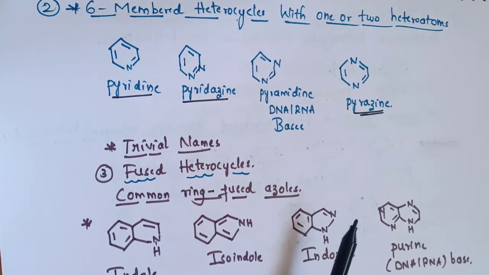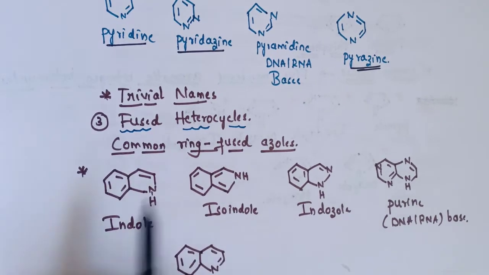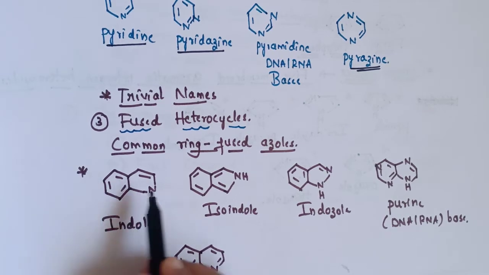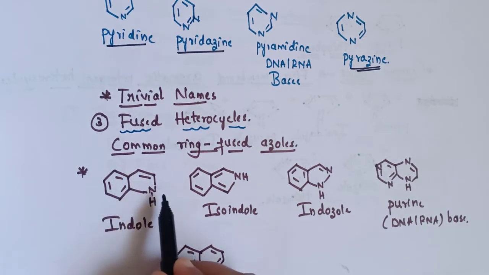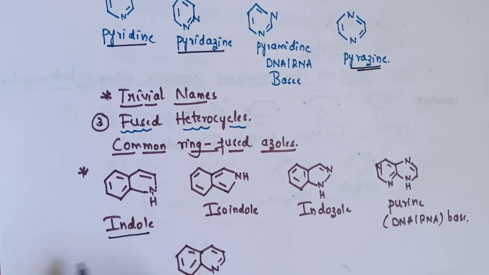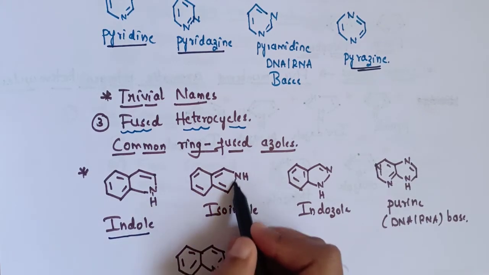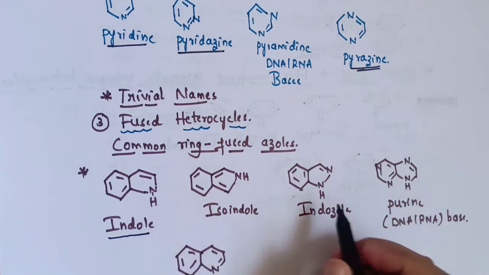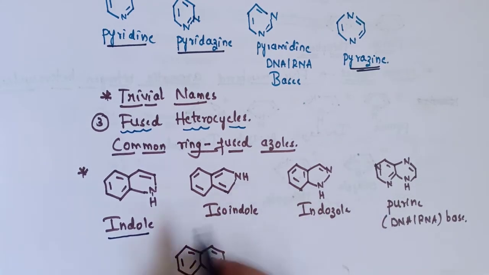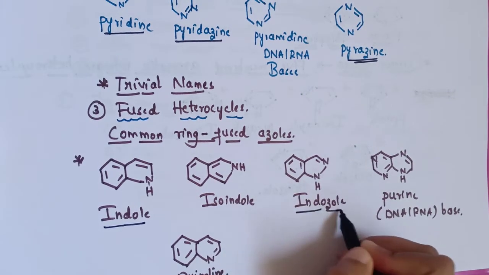Next, trivial names for the fused heterocycles. Here, common ring fused azoles. It is a 6-membered ring and also a 5-membered ring. Here one of the carbons is replaced by nitrogen. It is called indole, and next you can see the position of the nitrogen is shifted, so it is called isoindole, and this is called indazole. Just compare the positions of nitrogens with one another and you can easily get it.